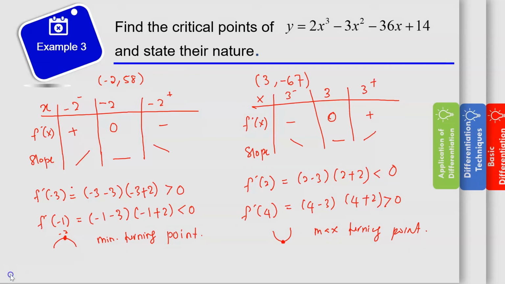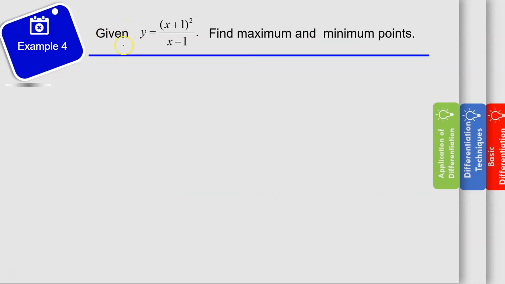Thank you. Now we go to this example 4. We have here a question: given that y equals (x plus 1) squared over x minus 1, we need to find the maximum and minimum points of this function. So now the first step, class, is you have to differentiate the function.